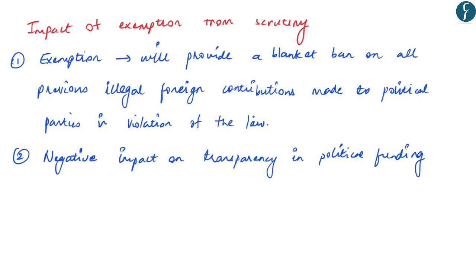So with the help of this article, we have understood what amendment has been made regarding the scrutiny of contributions made by foreign companies to Indian political parties, which particular acts provide for the contribution by foreign companies, and what amendment will be made now to exempt these contributions from foreign companies, and finally what will be the impact of the exemption from this scrutiny. With this, we will move on to the next article.